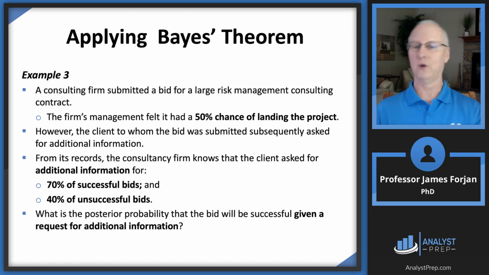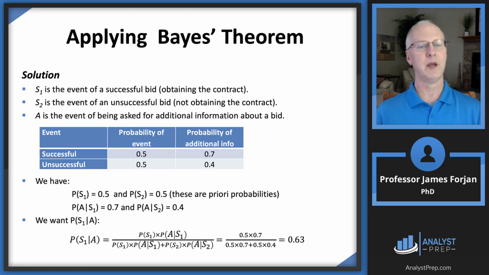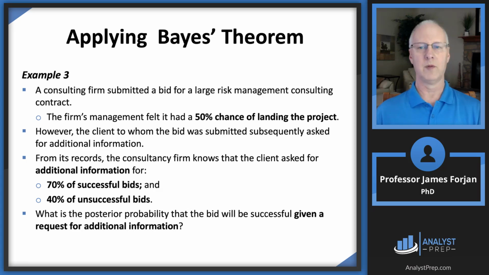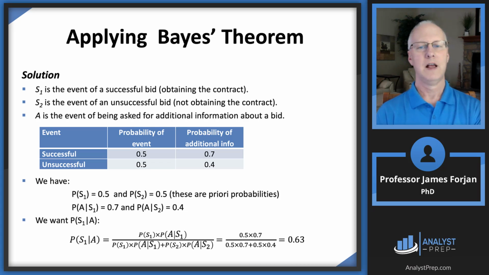All right, so from historical data, we know that a client asked for additional information for 70% of successful bids and 40% of unsuccessful bids. So what is the posterior probability that the bid will be successful given a request for additional information? So we can put together a matrix there. Down the left-hand column, we've got the event: successful, which means obtaining the contract, and unsuccessful, which would mean a rejection of the contract. And so the probability of an event is 50%, right? We go back here, we have a 50% chance of landing the project. And then the probability of additional information is 70% and 40%.